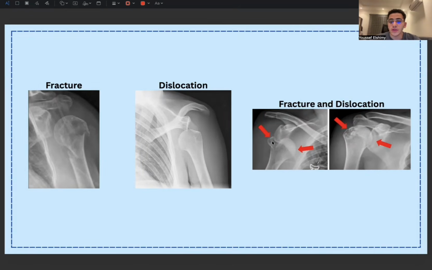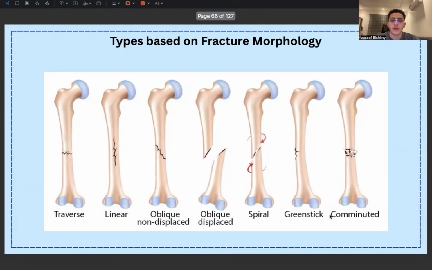So you could see here there's a fracture of the humeral head. Not only that, but there's also dislocation of the glenohumeral joint. You can see the joint is dislocated. And here is an image of the bone reduced back to its normal location, but still you can see that there's a fracture right here. Okay, so we can classify fractures according to their morphology.